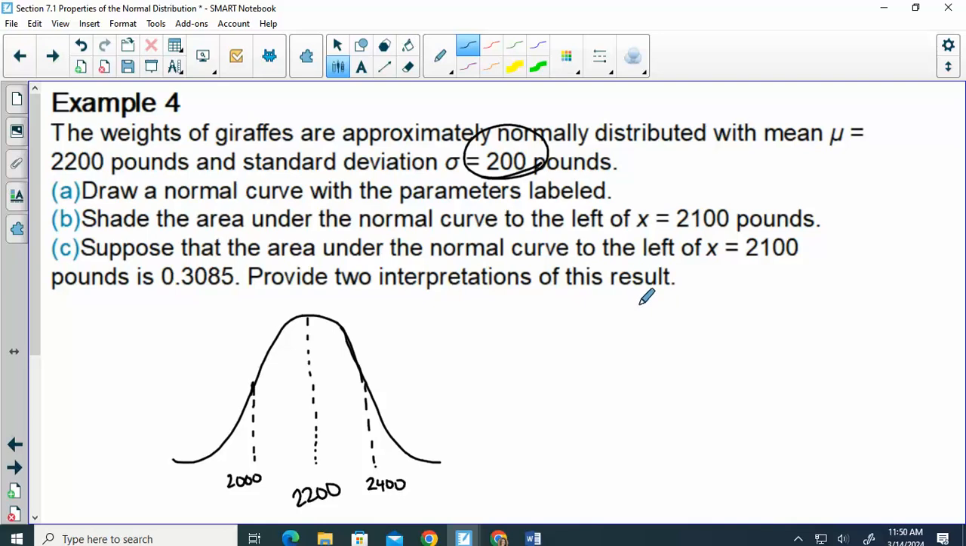Part B says shade the area under the normal curve to the left of 2,100 pounds. So we will be eventually finding areas from this. So 2,100 would be here. So the area to the left would be all of this.